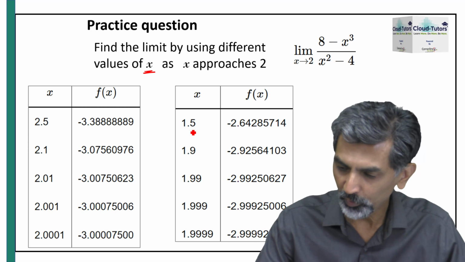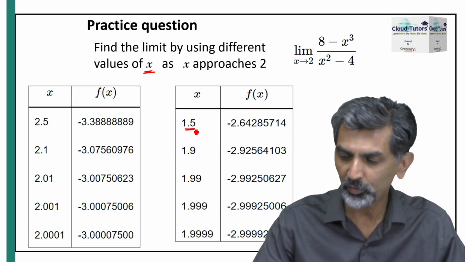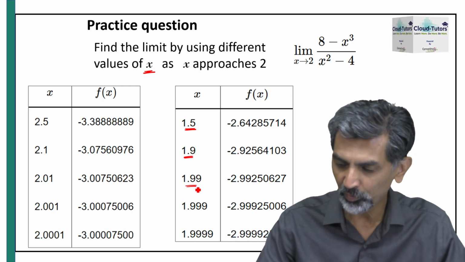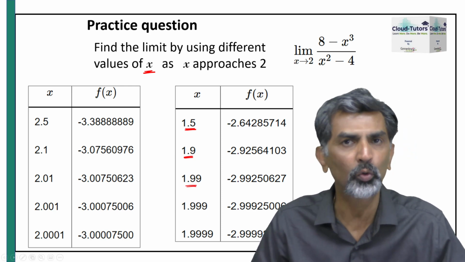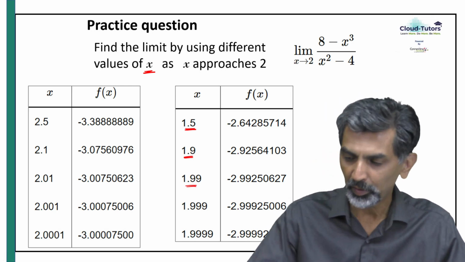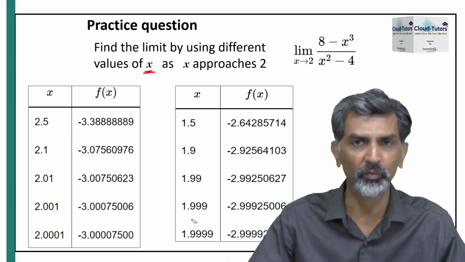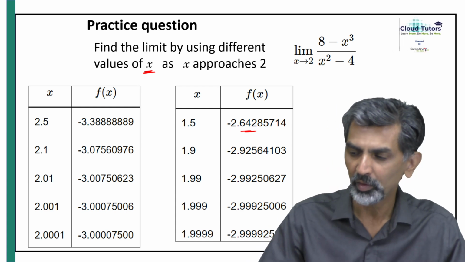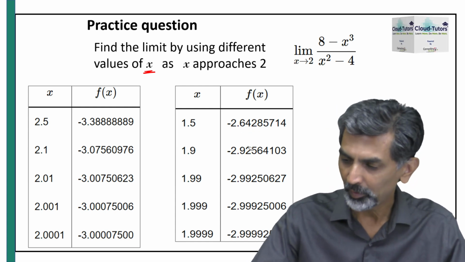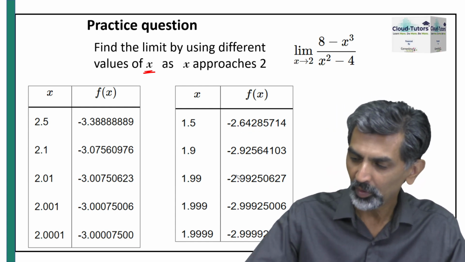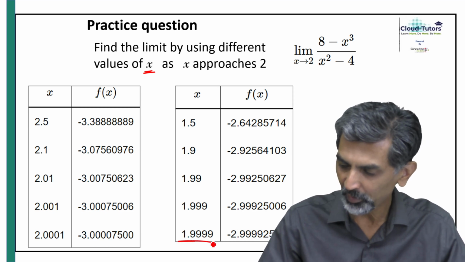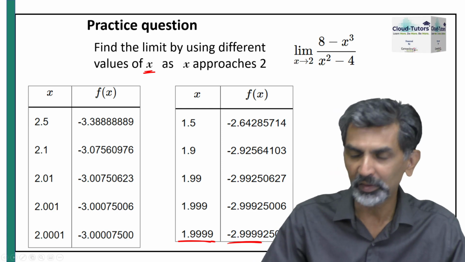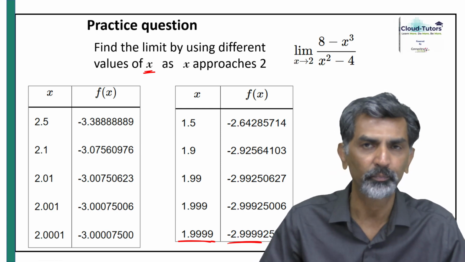We start now from the left-hand side. Remember, x is equal to 1.5. And then we keep increasing x. You get x closer and closer to 2. And see what happens to the function of x. So when x is 1.5, f of x is negative 2.64, it becomes negative 2.92, and so on. And you can see that as x gets closer to 2, f of x gets closer to negative 3.